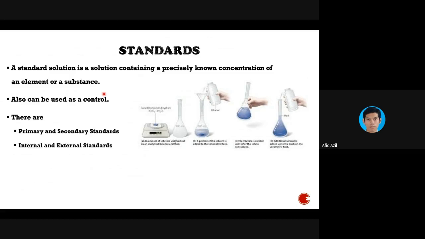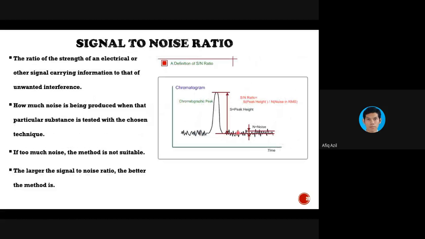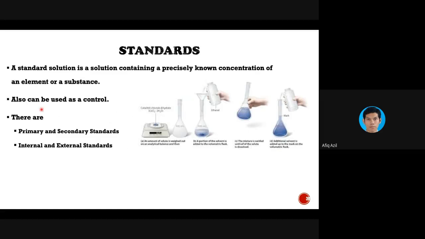You know that at 5 minutes, for example, you have this peak. And for your sample, the peak is also at 5 minutes. So then you know that this is the peak for caffeine. So it can also be used as a control. And in terms of standards, there are primary and secondary standards, and also internal and external standards.